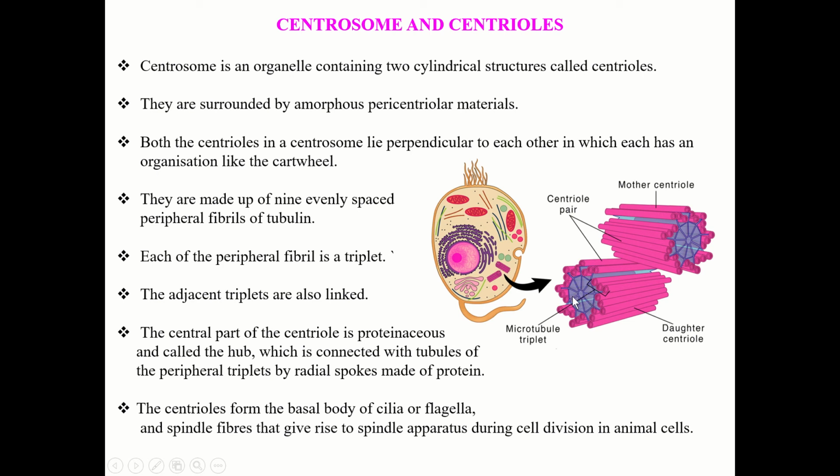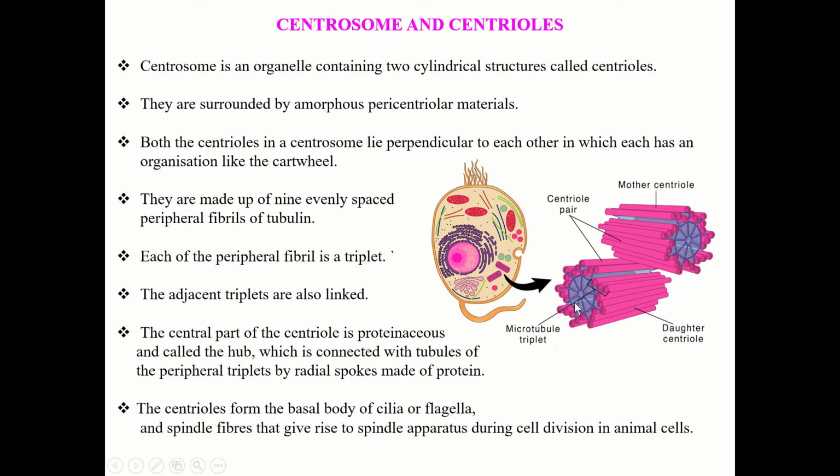If you see the enlarged section of these, you can see the cartwheel-like structure. They are made up of 9 evenly spaced peripheral fibrils of tubulin. Each peripheral fibril is a triplet, 1 2 3, 1 2 3. So they are in a triplet arrangement, 9 in number. The adjacent triplets are also linked together.